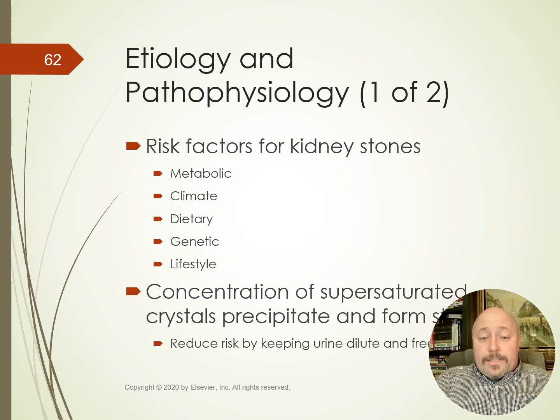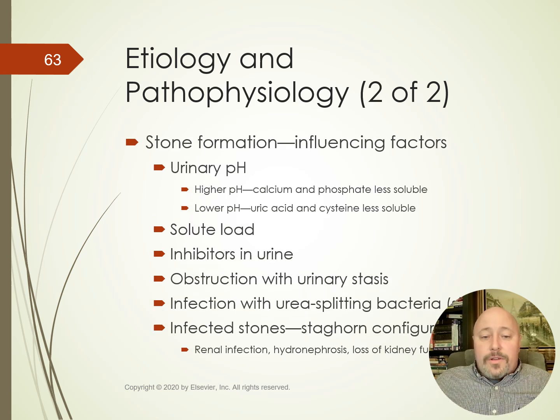Risk factors for kidney stones may be metabolic, climate-based, dietary, genetic, or lifestyle. And they could all occur due to a concentration of supersaturated crystals that precipitate in the form of stones. Among the stone formation influencing factors are urinary pH. A higher pH causes calcium and phosphorus to be less soluble, while a lower pH, uric acid and cysteine are less soluble. They could also have to do with the solute load, inhibitors in urine, obstruction with urinary stasis, an infection with urea-splitting bacteria, or stress or infected stones.